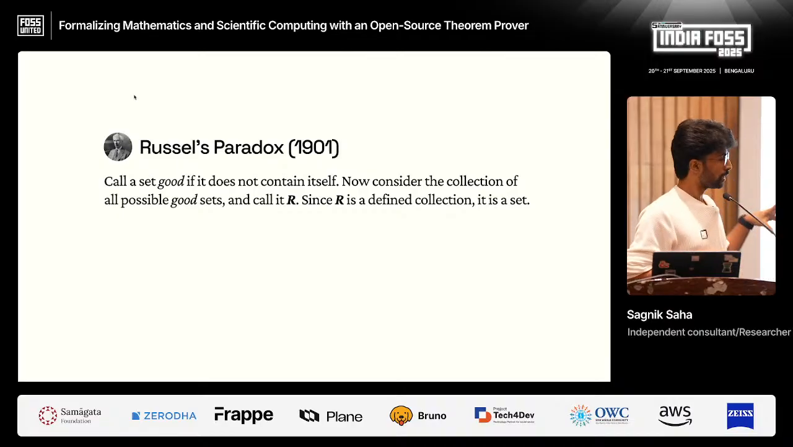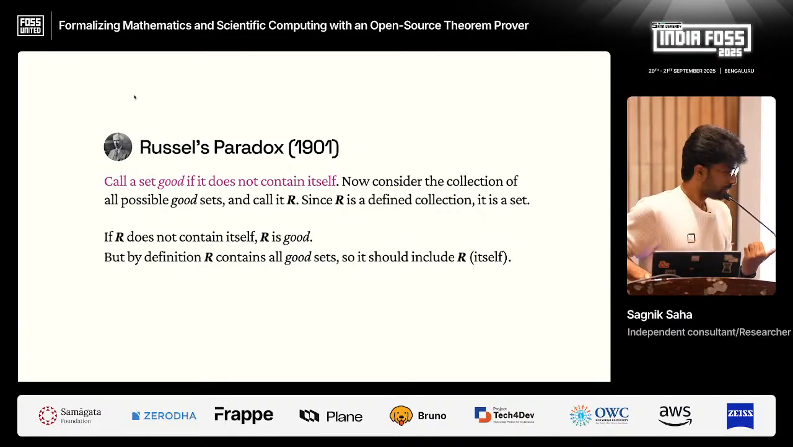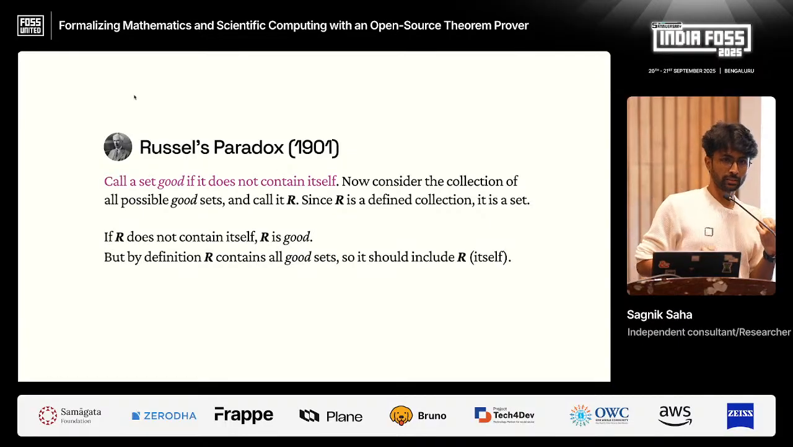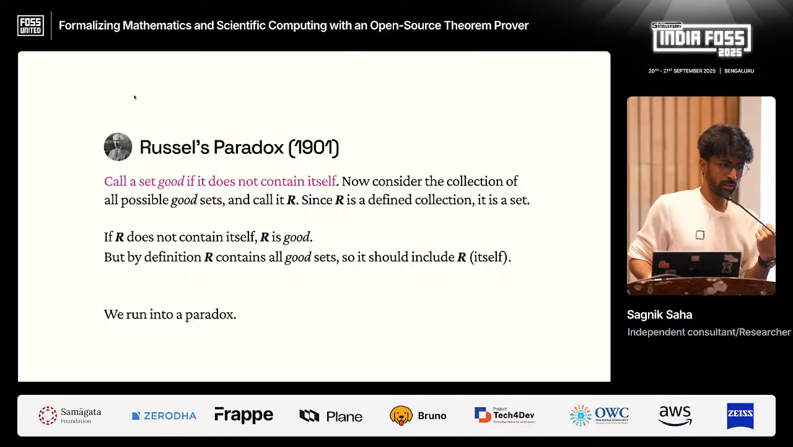Now consider all kinds of sets which don't have themselves included in them. This makes a new collection called R. Since every collection is defined to be a set, this R should also be a set. And if we proceed like this, since R does not contain itself, it's again a good set. And by definition, R should contain all good sets. So this comes up to be a paradox. This happens because of a logical fallacy in how we define sets and how we define collections.